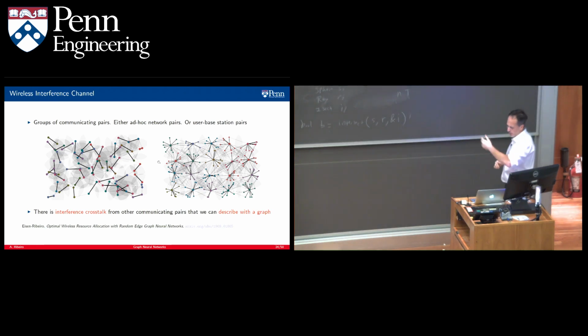The one on that side, we call an ad hoc network. This other one is a cellular network. Those colored dots are pairs that are trying to communicate with each other, or a bunch of terminals that are trying to communicate with an access point. But as I told you before, there's a lot of interference crosstalk. But this is an interference crosstalk that you can describe with a graph. And once you have a graph, you can try and go ahead and learn a GNN-based controller for this system.